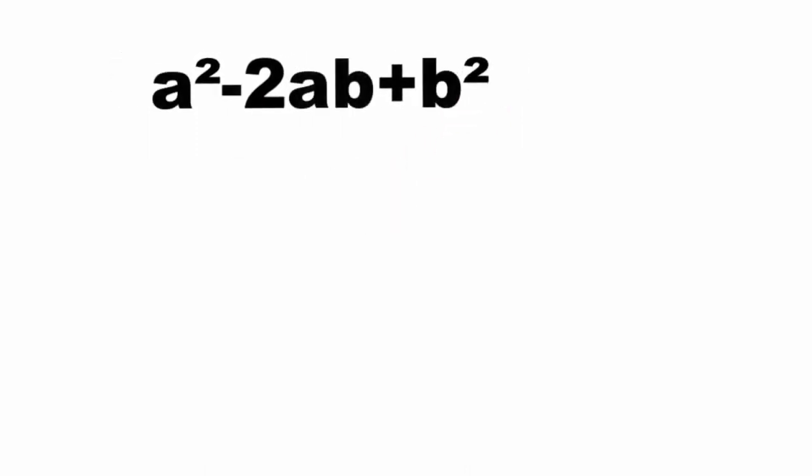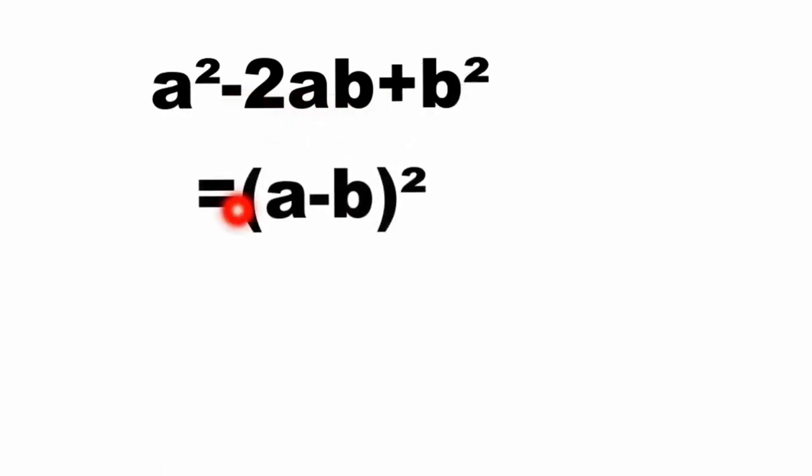So suppose here you have a squared, and this is negative 2ab plus b squared. The middle term is negative, so the factor for this is the quantity a, instead of plus, it's a minus: the quantity a minus b, squared.